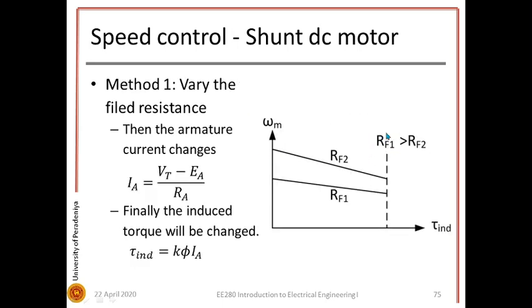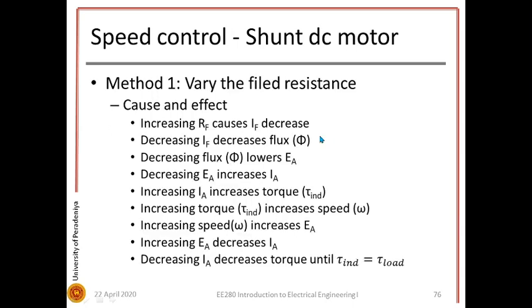So RF1 has the higher field resistance, so you have a lower intersection point and lower gradient. RF2 is having a low field resistance, so you have a higher intersection point and higher gradient. So I assume that you are clear on that. Then we will see what is actually happening when you change the field resistance.